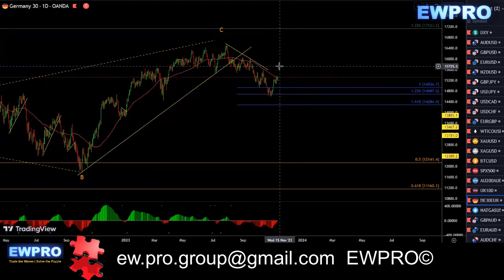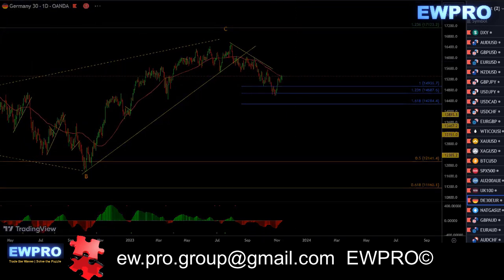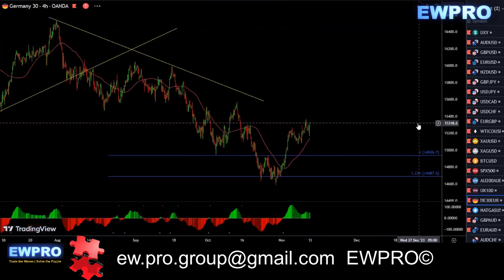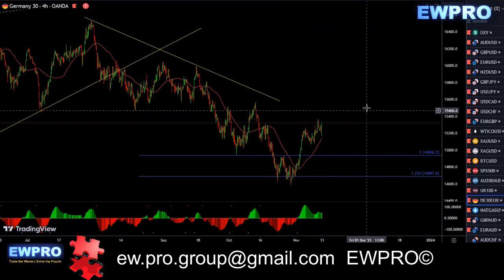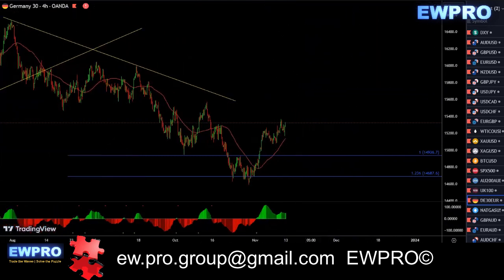So I'd really be very cautious in buying this. It is very dangerous to buy. You know, we got a bear hidden here. There's no bullish divergence, but it does look bullish in here.